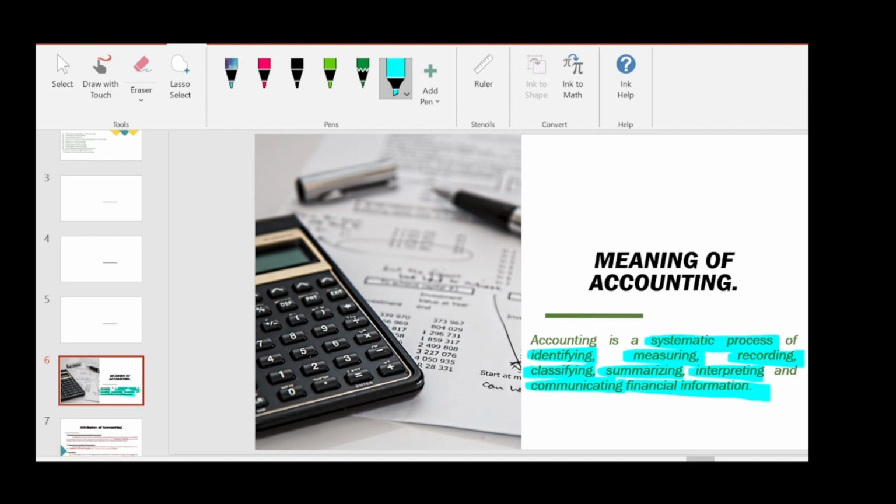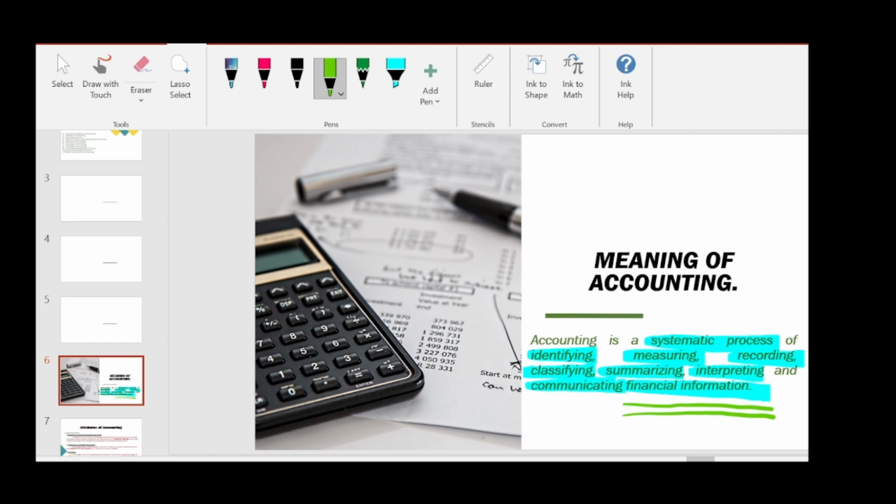We should not measure it, then summarize, and then identify. It should not be done haphazardly. We cannot do it in a vice versa way. We need to do it in a systematic process only. They have given the word systematic process here because we need to start with identifying and conclude with communicating. And the last words, financial information: only financial information is required to be communicated. So only financial transactions should be included in accounting.